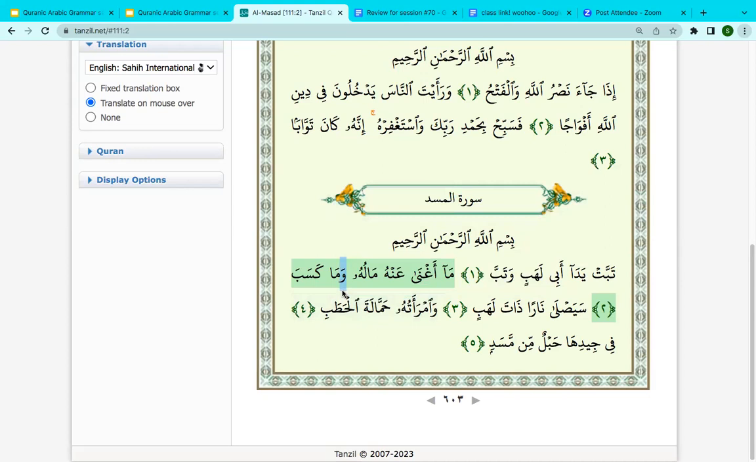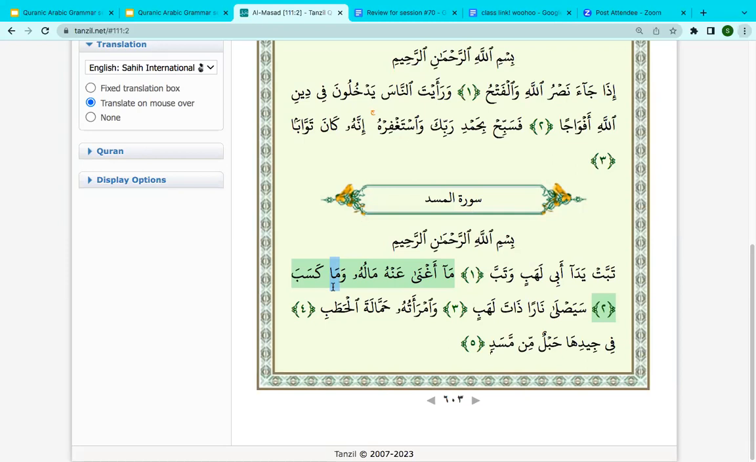Now what is this ma? It will not avail him. His wealth will not avail him. And what is this ma? You have learned very well, well done.